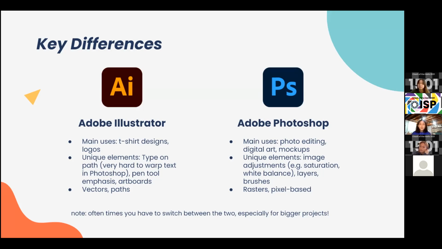And then for Adobe Photoshop, the unique elements are that you can adjust images, like the saturation or the white balance, and you can do a lot more work with layers and different types of brushes. Adobe Illustrator uses vectors and paths, whereas Adobe Photoshop uses rasters and is pixel based. Oftentimes though, you do have to switch between both for bigger projects, so it is very beneficial to learn both.